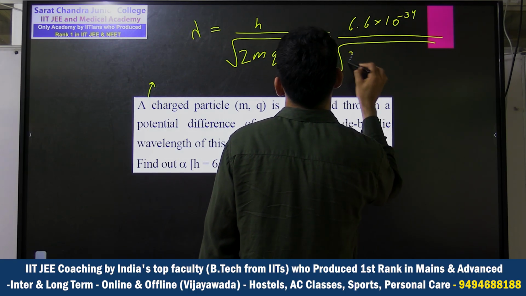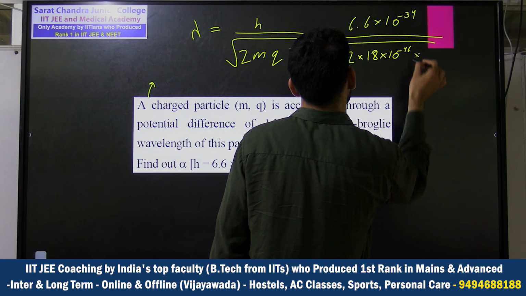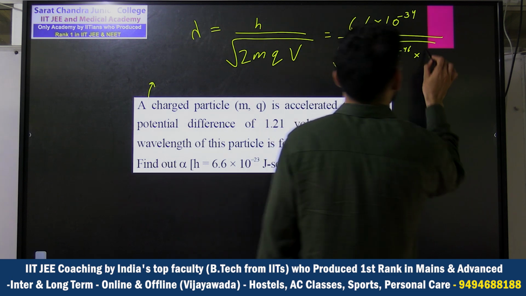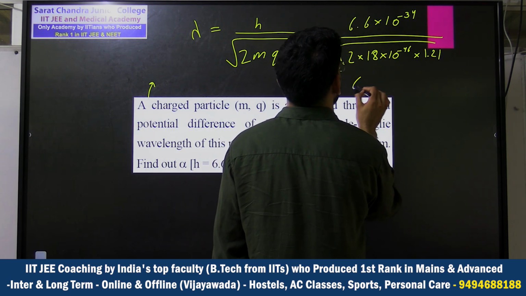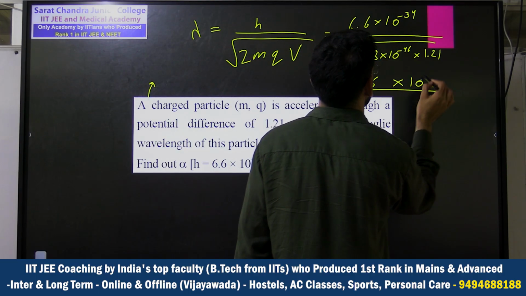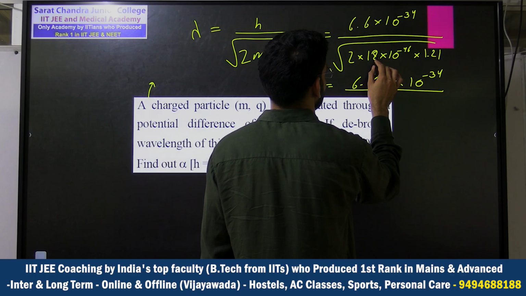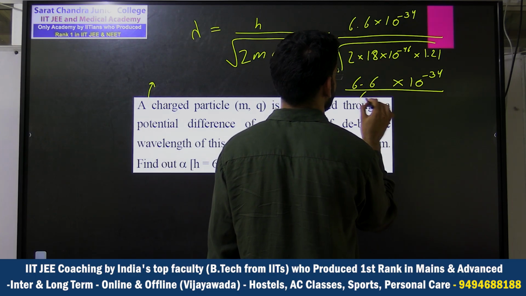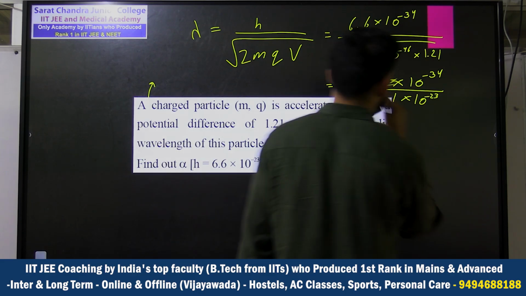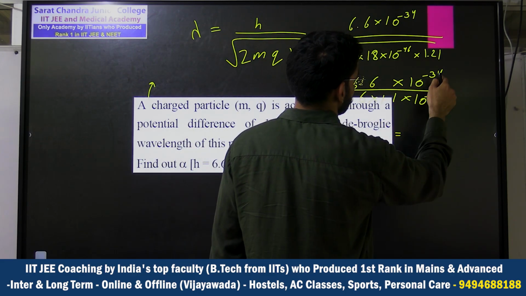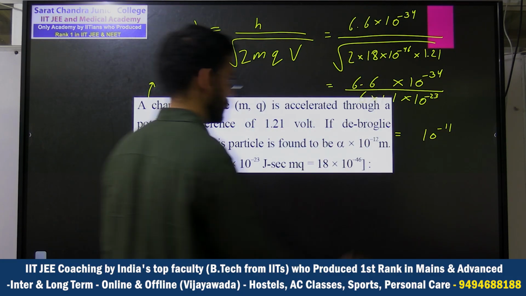Divided by under root of 2m into q is what? 18 into 10 to the power minus 46 into 1.21. So if you solve this, what will come? 6.6 as it is, into 10 to the power minus 34, and here what will come? 8 to the 18 into 2, 36, 6 into, this is 1.1 into 10 to the power minus 23, right? So by this you can say 10 to the power minus 11. This will come, okay? So he is saying 10 to the power minus 12.